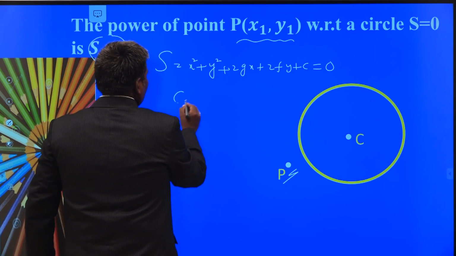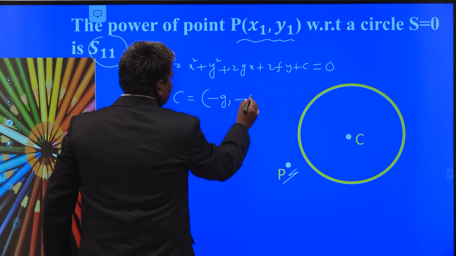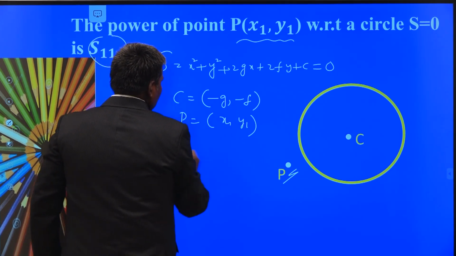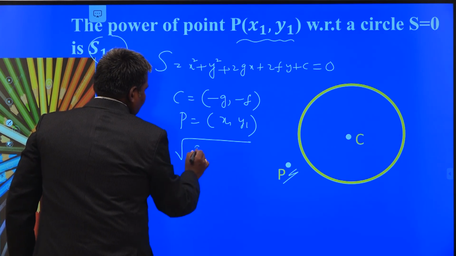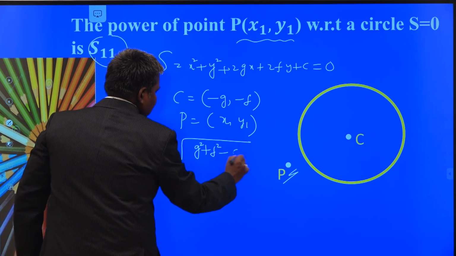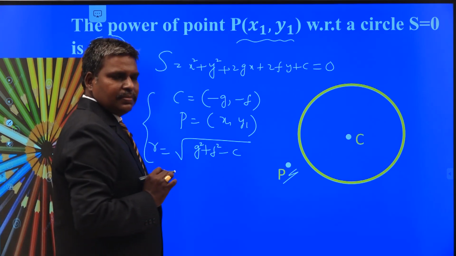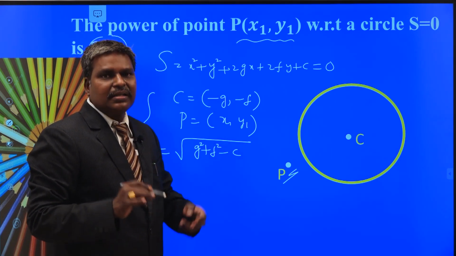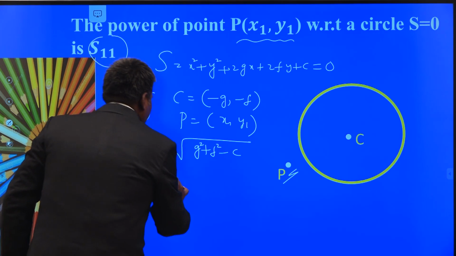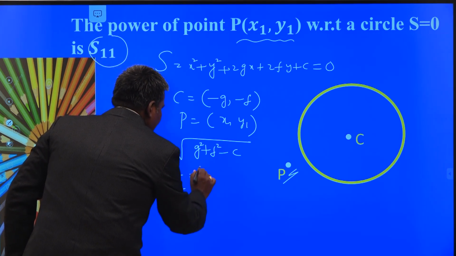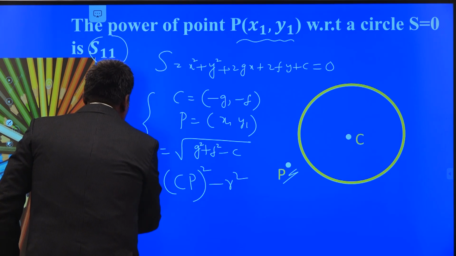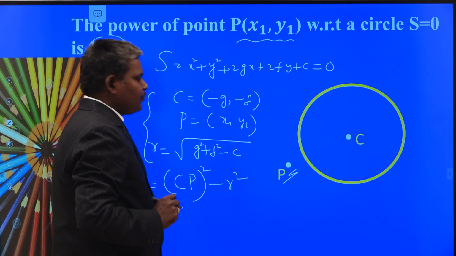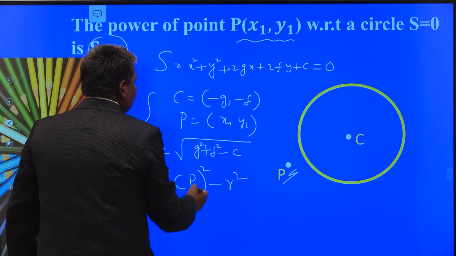What is the center of the circle now? Center C is equal to (minus g, minus f). What is my given point P? That is (x1, y1). The radius of the circle is root of g square plus f square minus c. Once you have this information, can I find CP square minus R square or not? That is my power, the definition of the power of point P: CP square minus R square. This gives the power of P. CP means the distance from here to here, whole square.